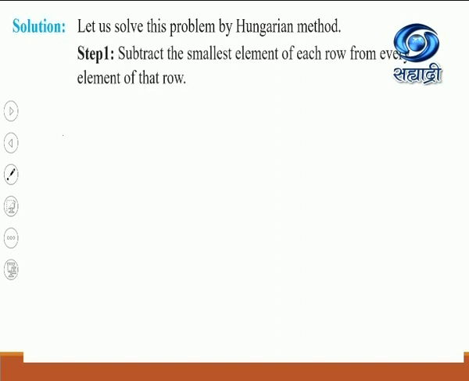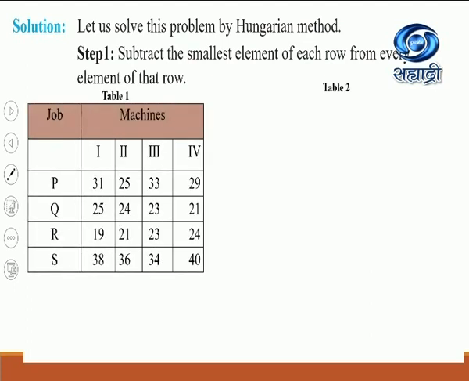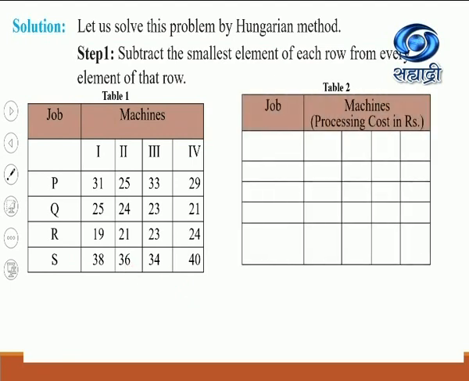So by using the Hungarian method, the first step is to subtract the smallest element of each row from every element of that row. So this is the original matrix which we already have. This we have just written for our reference over here. We don't need to write it twice. Now make the same matrix in the next step.